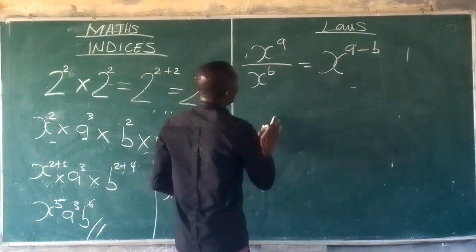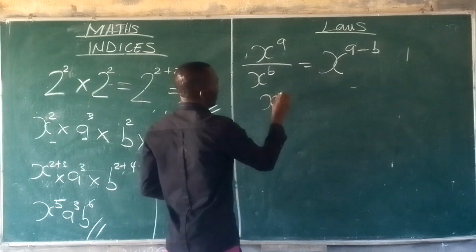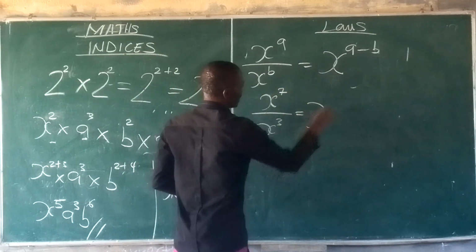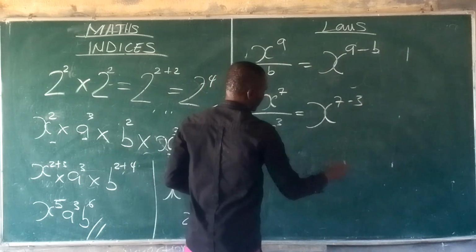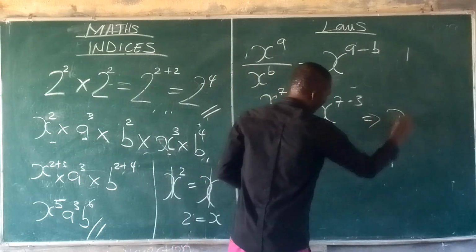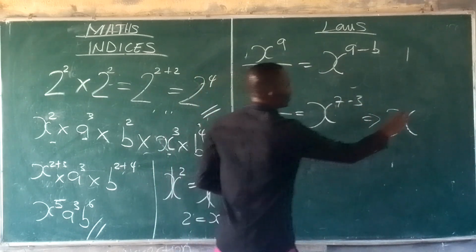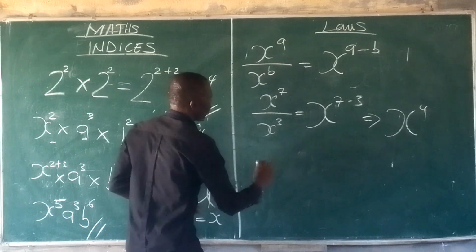So let's give an example. Maybe we have x to the power of 7 divided by x to the power of 3. This is x to the power of 7 minus 3. And this is going to give me x to the power of 4. Or why not do it like this?